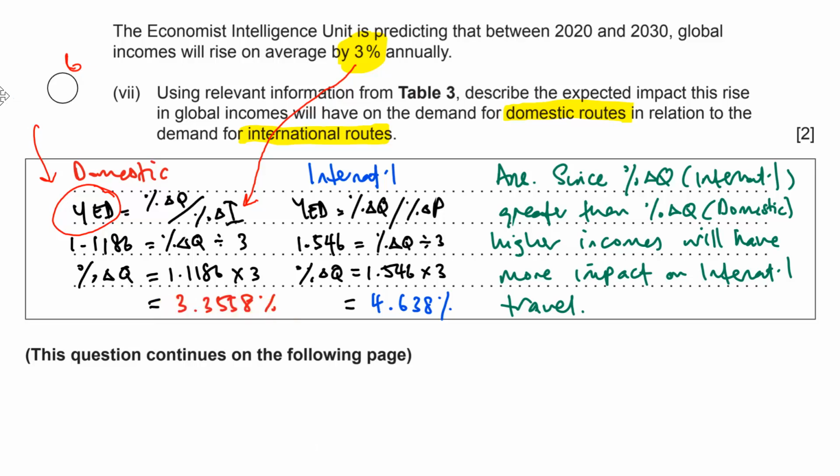That's that bit. Now we're going to do the same thing, but for international travel. So again, we'll plonk in the 3%. That's going to go into this thing down here, the growth in income. Again, I'll just fix this up a little bit and use delta I for income. Then we've got to figure out the, running out of space, okay, we've got to figure out the income elasticity of demand for international travel, which we can get from Table 3.